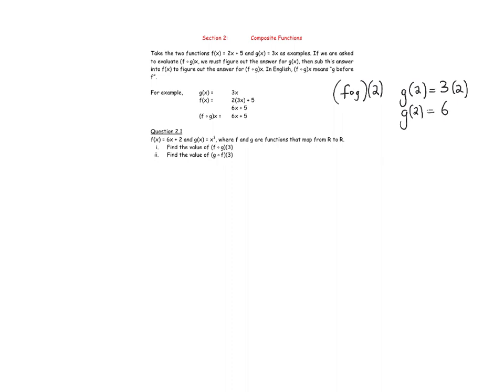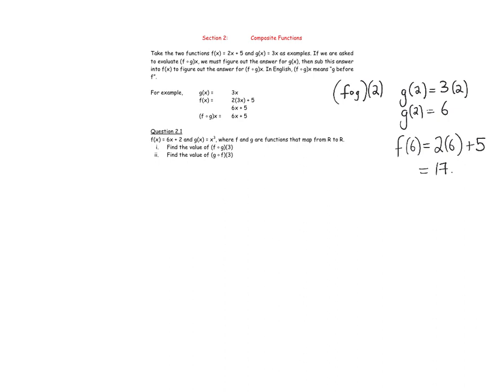We take this answer and sub it into f of x. So we're getting f of 6 now. And that's 2 times 6 plus 5. So 2 times 6 is 12. Plus 5 will give us 17. Now, again, this might be a little bit confusing, but we're going to go through loads of examples, and once we've gone through those examples, hopefully it will make much more sense.